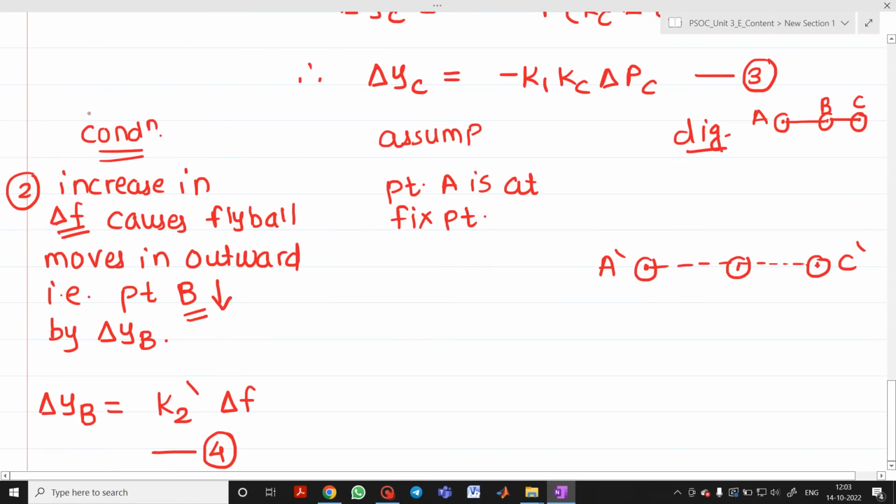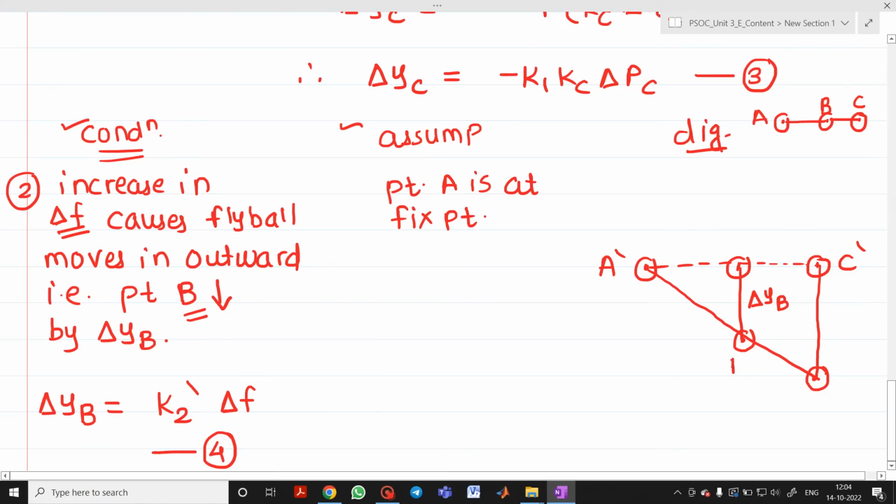How will we draw it? Refer to this condition and assumption. The condition is that point B moves in the downward direction, let's say by delta YB. And point A is at a fixed point. So if I draw the diagram, it will be like this. Point A is fixed, it is not going to move. So B will move in the downward direction by delta YB.